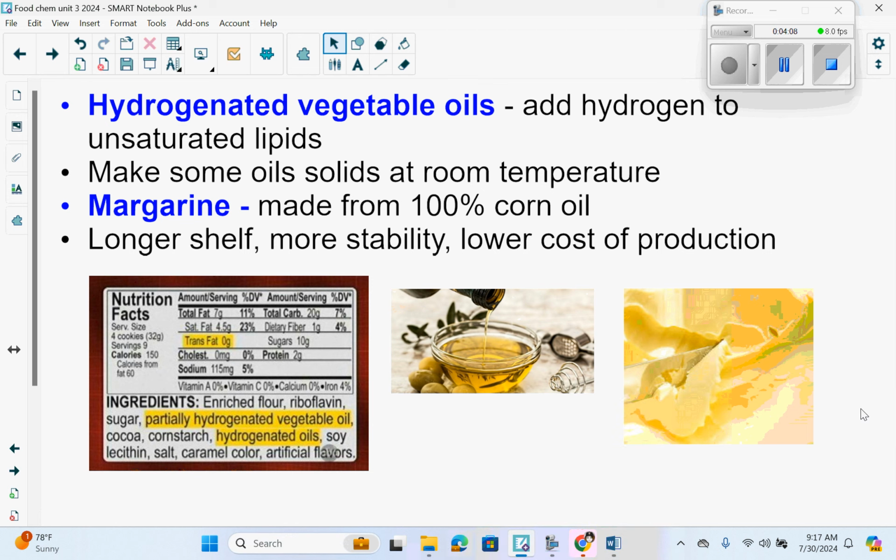Hydrogenated vegetable oils, they add the hydrogen to unsaturated lipids. You can make some oils solids at room temperatures. Margarine can be made from 100% corn oil by this method. It has a longer shelf life, it has more stability, and has a lower cost of production.